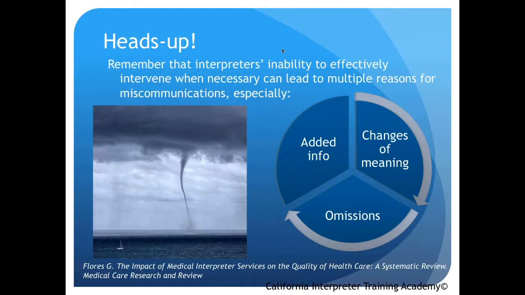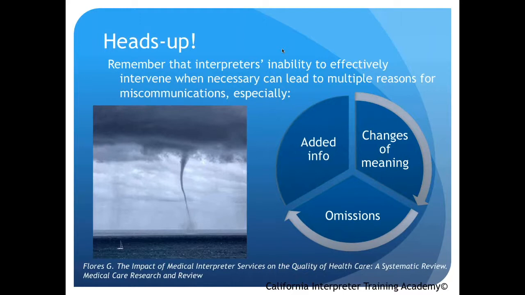These were indeed the kind of errors that were observed in incremental numbers, particularly when using ad hoc interpreters or friends and family members as interpreters in a study that was conducted by Dr. Flores and a few of the co-authors back in the mid-2000s. The name of the study was The Impact of Medical Interpretive Services on the Quality of Healthcare, a Systematic Review, Medical Care Research and Review.